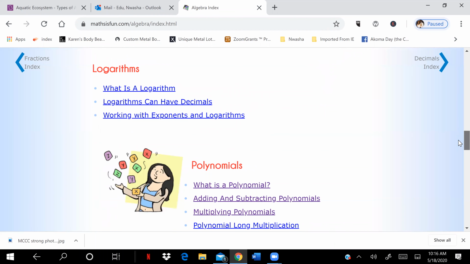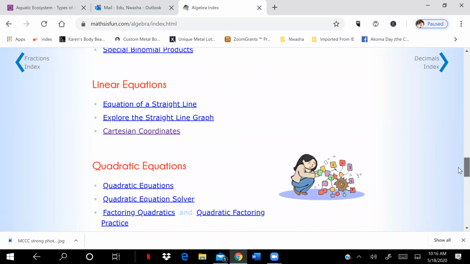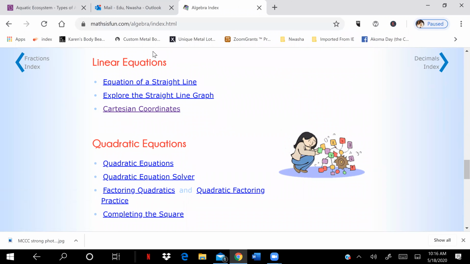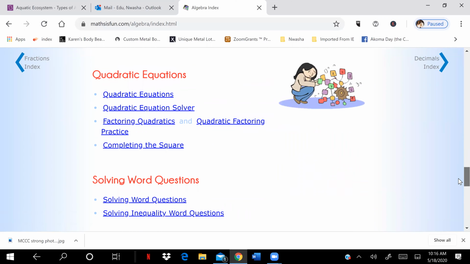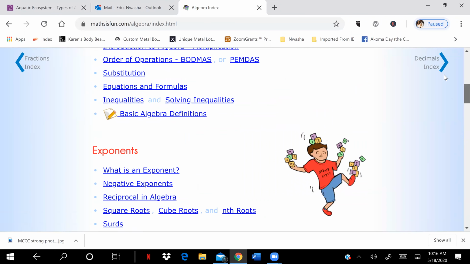we skipped over logarithms to come to polynomials. And we just did adding, subtracting, multiplying. I'm not sure if we even did dividing polynomials. And now we're talking about linear equations. And then what we're moving towards is functions or quadratic equations. And then functions again. So all of this is kind of at the bottom of the algebra index.